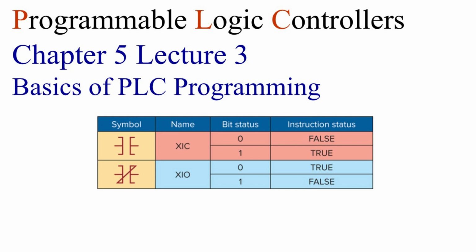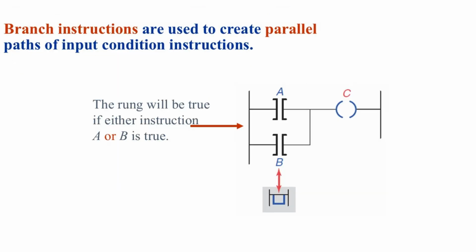Finally, we'll review two key input instructions. Examine if closed, used for testing when an input is on. Examine if open, used for testing when an input is off. Let's begin with the most basic form of branching, creating parallel input paths.